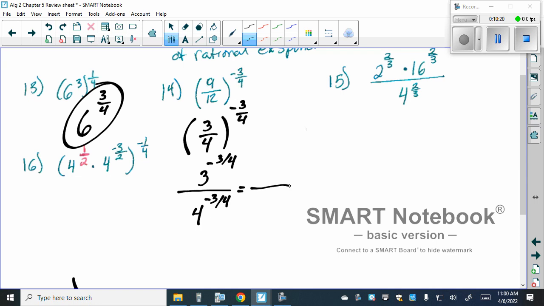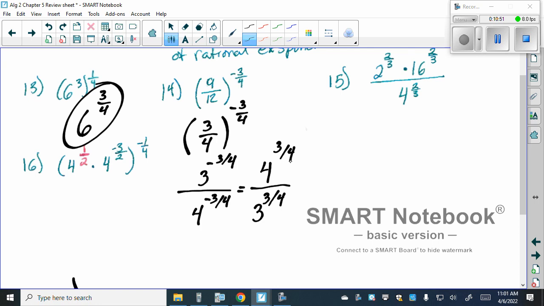Now, we can't leave exponents negative. So to make it positive, we either move it from the numerator to the denominator or from the denominator to the numerator. So our 3 to the negative 3/4, to make the 3/4 positive, we move it to the bottom of the fraction. Well, to make 4 to the negative 3/4 positive, we move it from the denominator to the numerator. And we get this here, and this is where the answer left off. And that's where we're going to leave it.